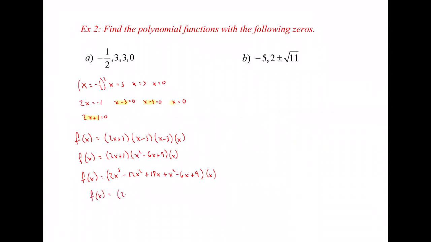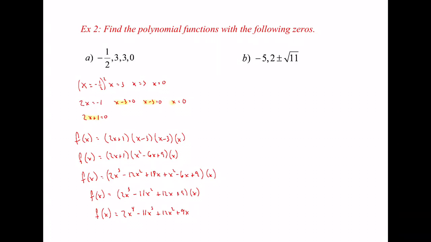So it looks like we will have 2x cubed minus 11x squared plus 12x plus 9, and then each of those gets multiplied by x. So my final answer would be f of x equals 2x to the 4th minus 11x cubed plus 12x squared plus 9x. So if we solve that polynomial, those would be the solutions that we got. x equals negative 1/2, x equals 3 would happen twice, and then x equals 0.